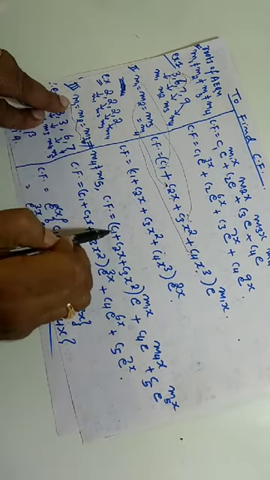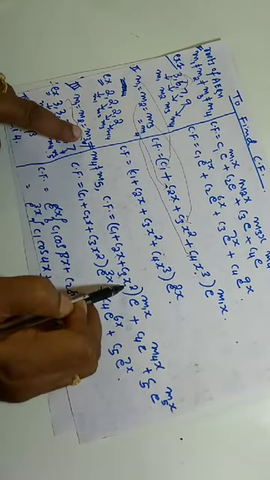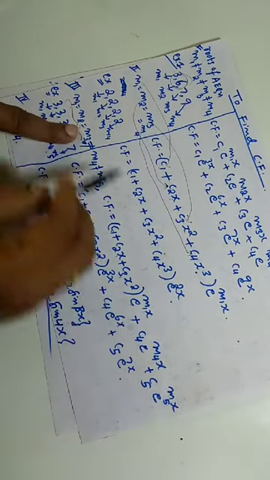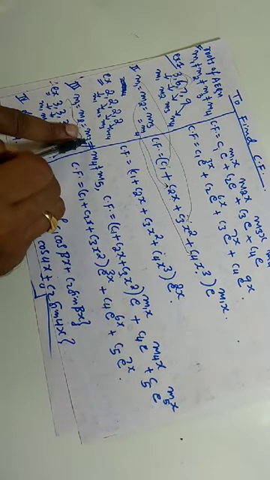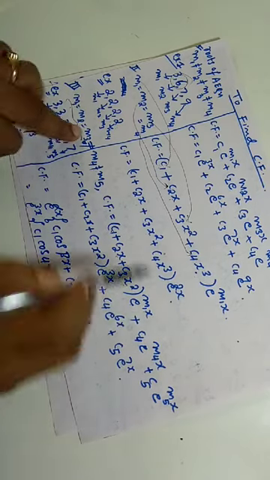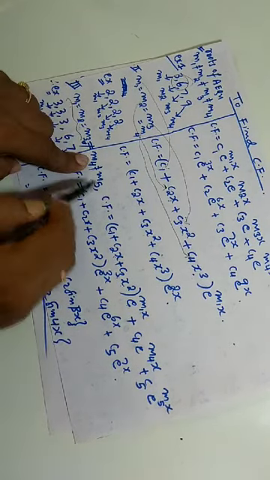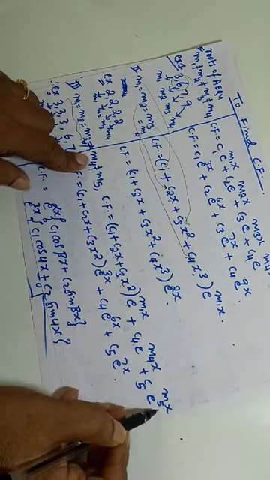For the first root, C1. For the second root, C2x. For the third root, C3x squared, into e to the power any one of m1, m2, m3, since these 3 roots are repeated. Therefore, C1 plus C2x plus C3x squared, times e to the power m1x. Next, m4 is not equal to m5. Therefore, C4 into e to the power m4x plus C5 into e to the power m5x.